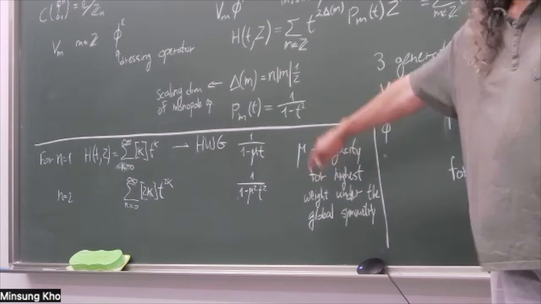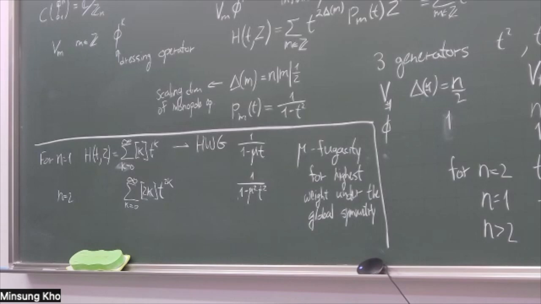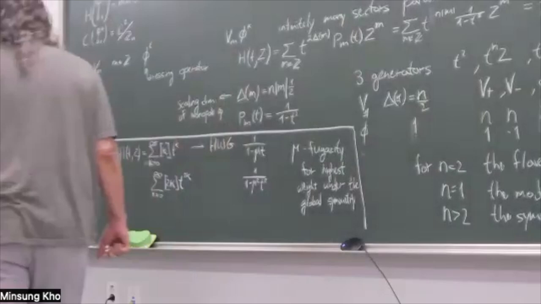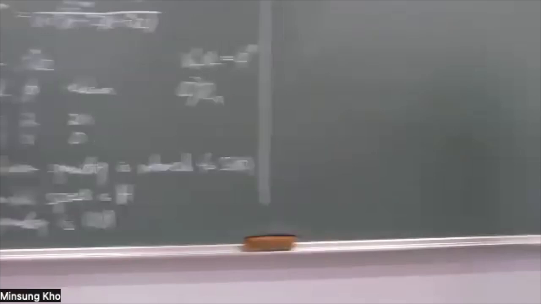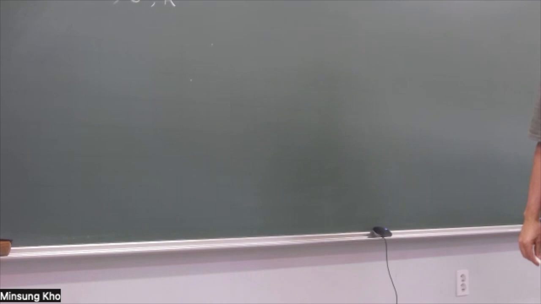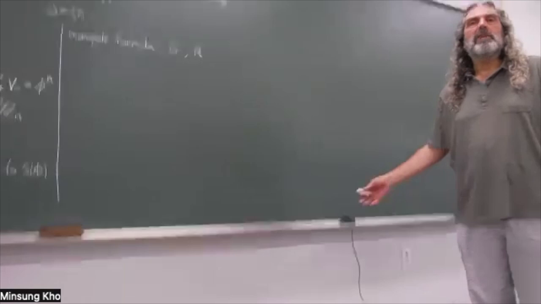Okay, so let's generalize the monopole formula for any gauge group. So the input is a gauge group G with a representation R. Okay, that's what I need. So I need to specify what the gauge group is. It could be a product. And I need to specify what the representation is. It could be a collection of many representations.